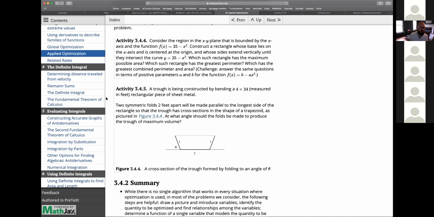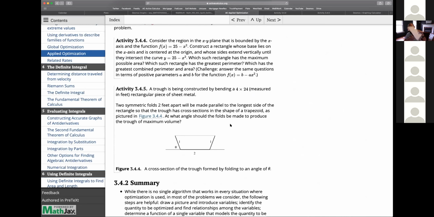All right, so we're going to go back over here. We'll try this last one, activity 3.4.5. The way the problem is stated, you're going to create a trough, and you have a piece of metal that is 4 feet by 24 feet. So you've got a rectangular sheet.